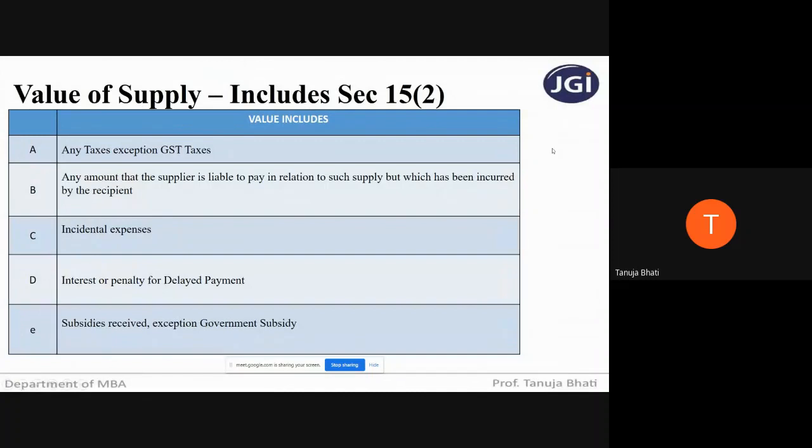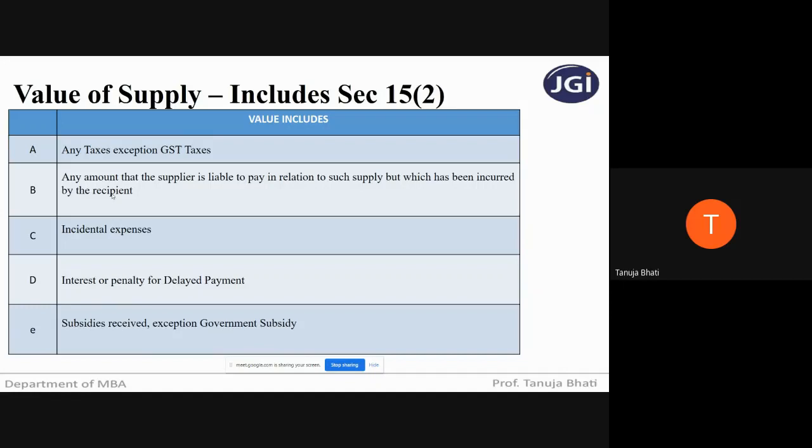Okay, let us move to section 15 subsection 2 clause B, which says what else should be included in the value of supply. Any amount that the supplier is liable to pay in relation to such supply but has been incurred by the recipient. In short, students, at the time of supply of goods or services, the expenditure was to be paid by the supplier, but the recipient is paying that. In such a case, the amount the recipient is paying on behalf of the supplier also should be included in the transaction value.